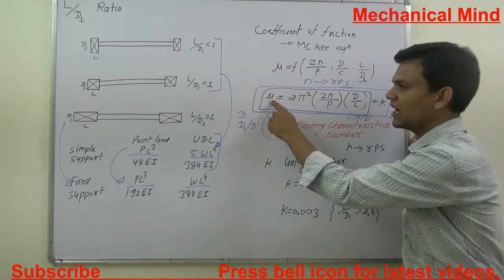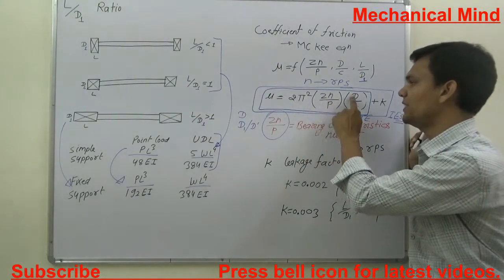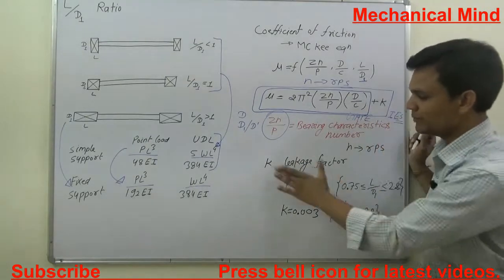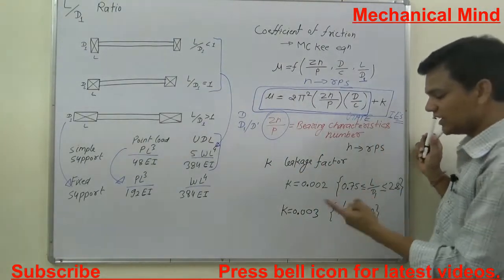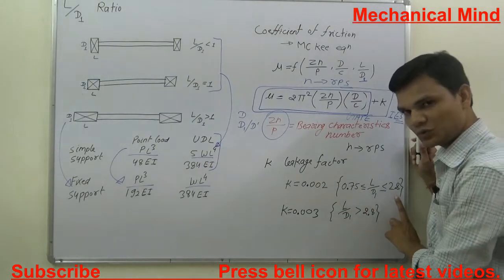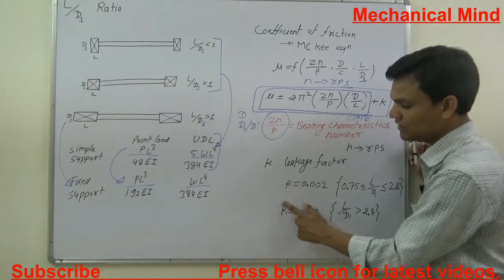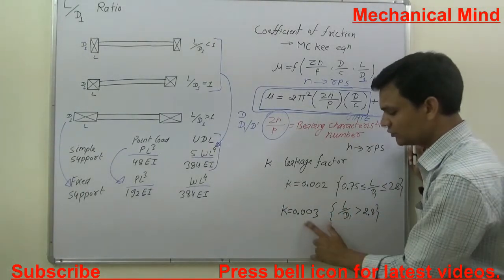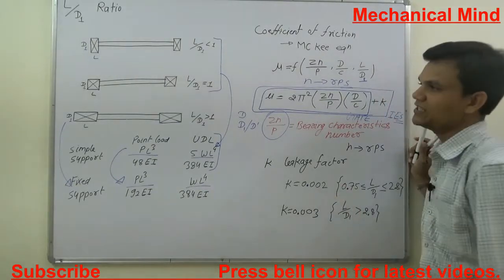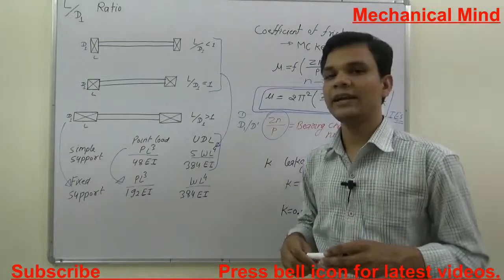And the formula for the coefficient of friction is 2 pi square Zn by P into D by C plus K, where K is the leakage factor. If the value of the L by D1 ratio is between 0.75 and 2.8, then we use the value of K as 0.02. If this ratio is greater than 2.8, then we use the value of K as 0.03. So this is about the L by D1 ratio.